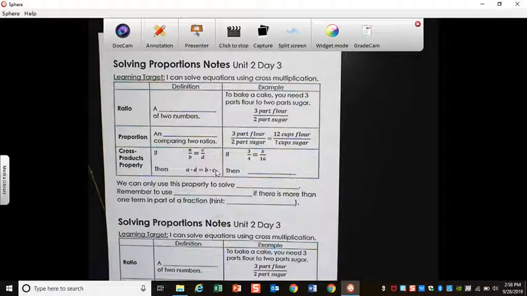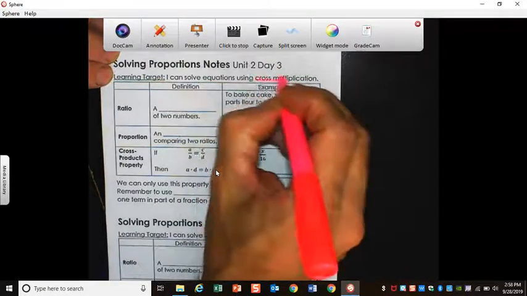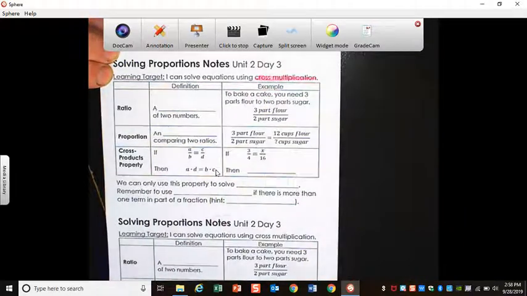Today we're going to solve proportions. The learning target: I can solve equations using cross multiplication. Cross multiplication is the new thing we're going to do today, although I'm sure most of you saw it in part 1 last year. Freshmen saw it at Luther in Math 8.